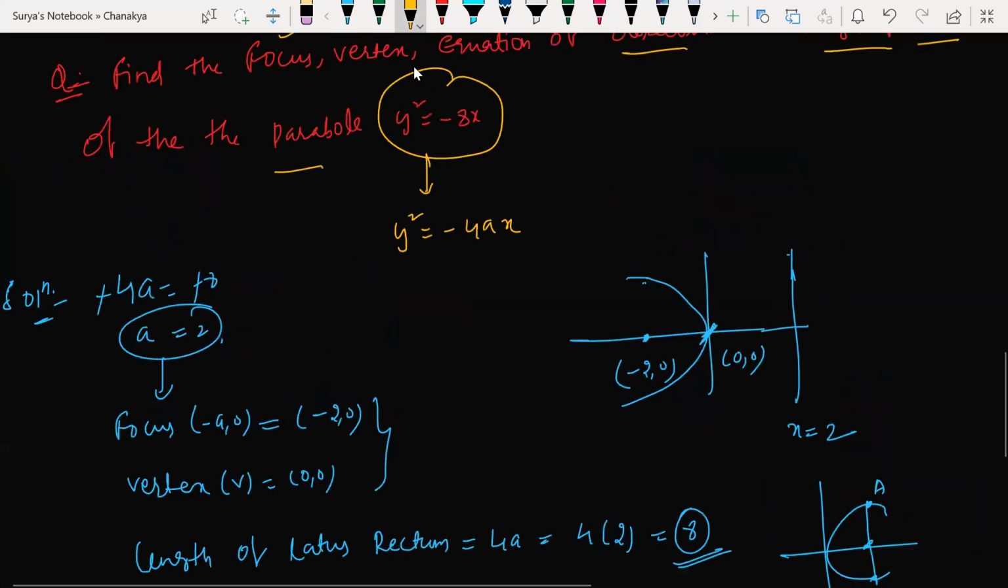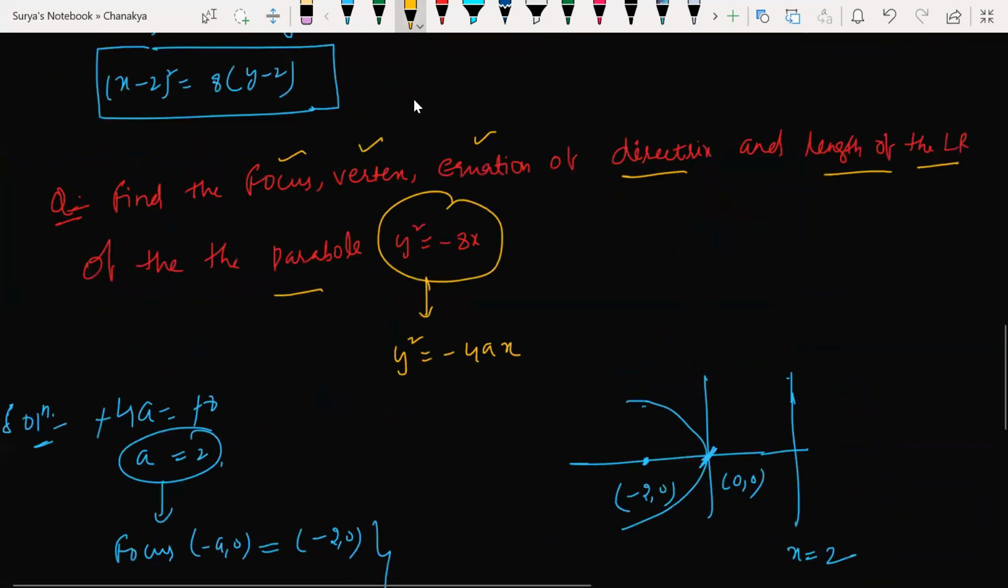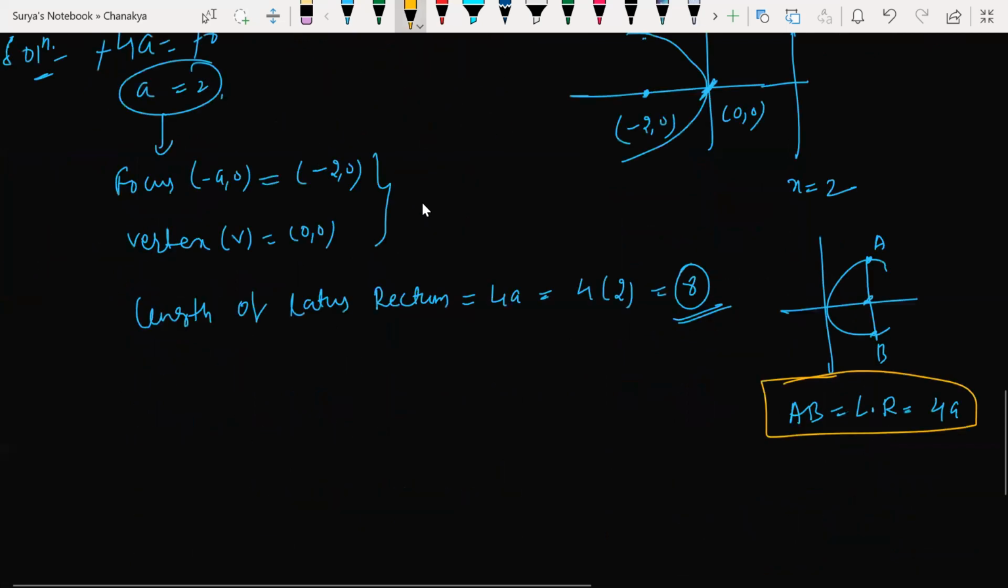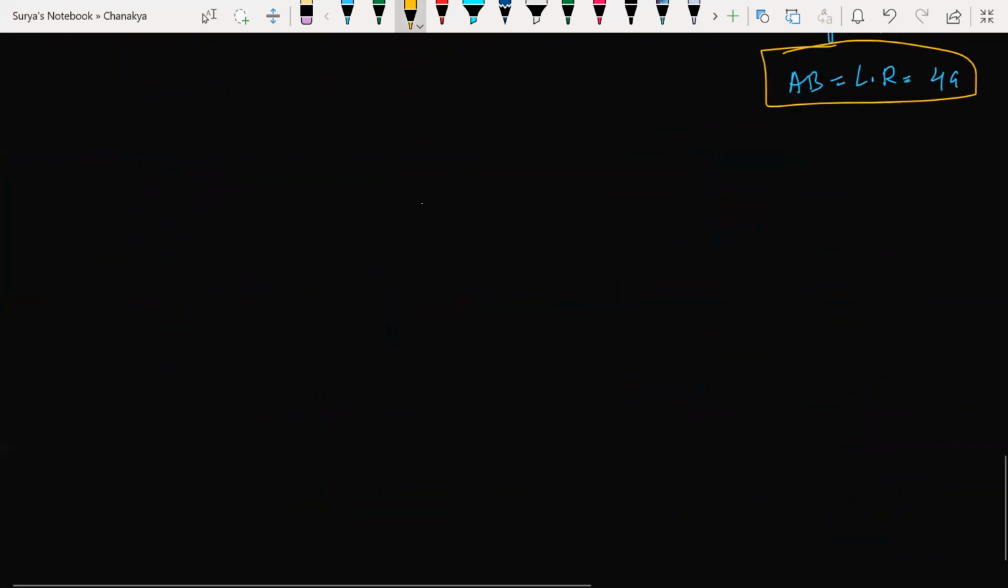Sir, for the standard parabola, you are able to find the focus and vertex easily. But if I have a question on a parabola which is not in standard form, people, have you revised the table or not?